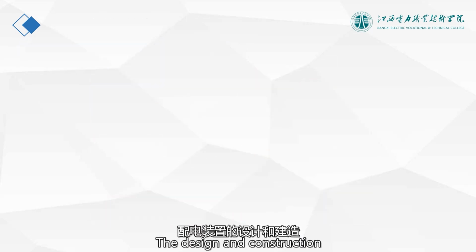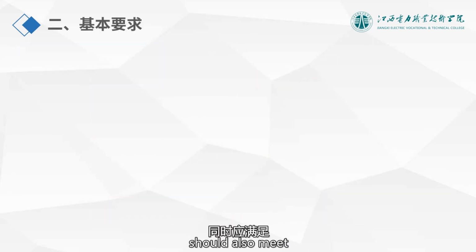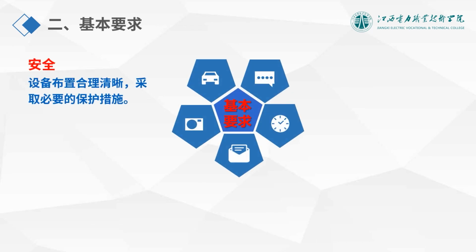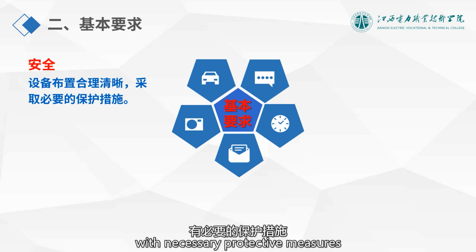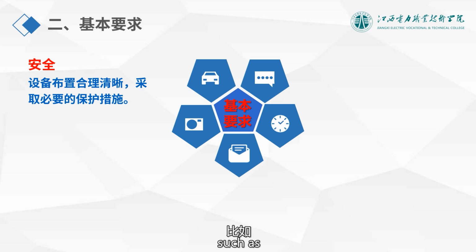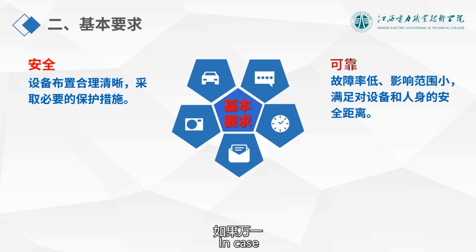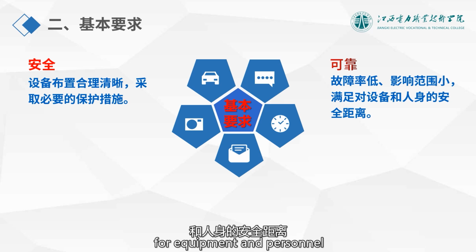The design and construction of distribution equipment should also meet the following basic requirements. First is safety. The equipment layout should be reasonable and clear, with necessary protective measures, such as setting up fences and safety exits. Second is operational reliability. The selection of equipment should be reasonable with a low failure rate. In case of a failure, the impact range should be minimized, meeting the safety distance requirements for equipment and personnel.